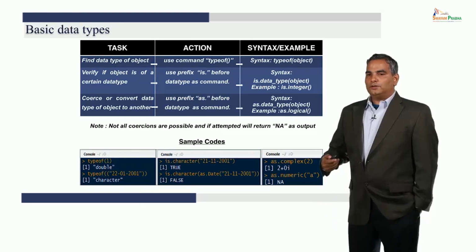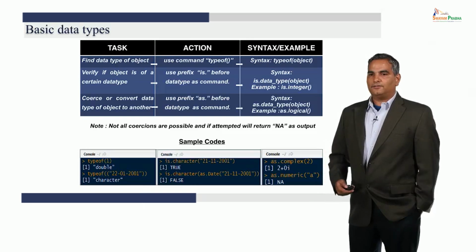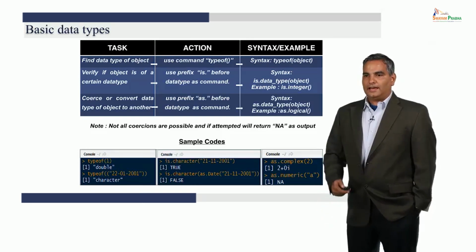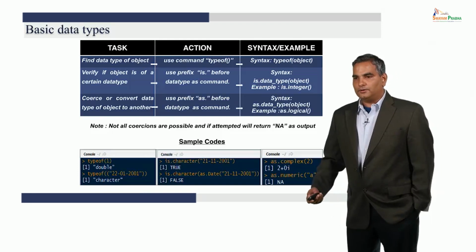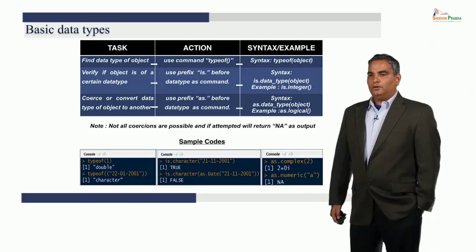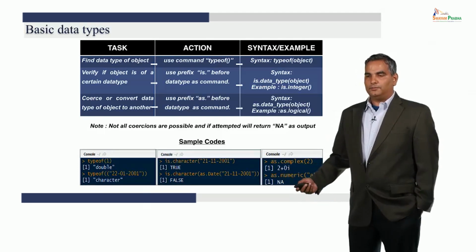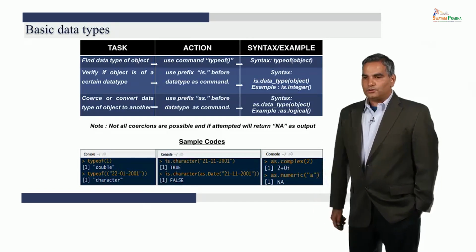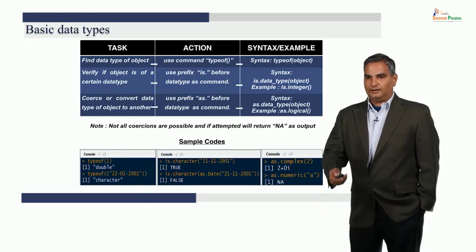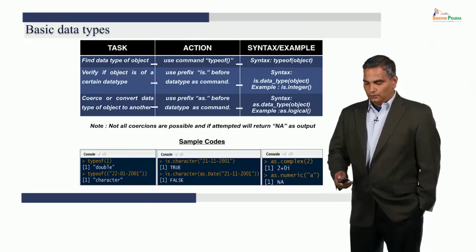You can also do another interesting thing, where you can coerce or convert data from one type to another using the as command. So for example, if you take a variable which is numeric, you could say as.logical of that variable and assign it to another variable. The new variable will be of logical type. There are sample codes for each of these, using is.character, typeof, and as.numeric, in the slide below.